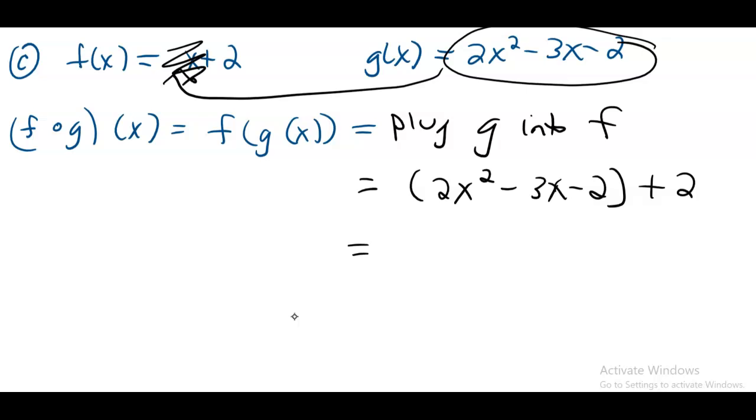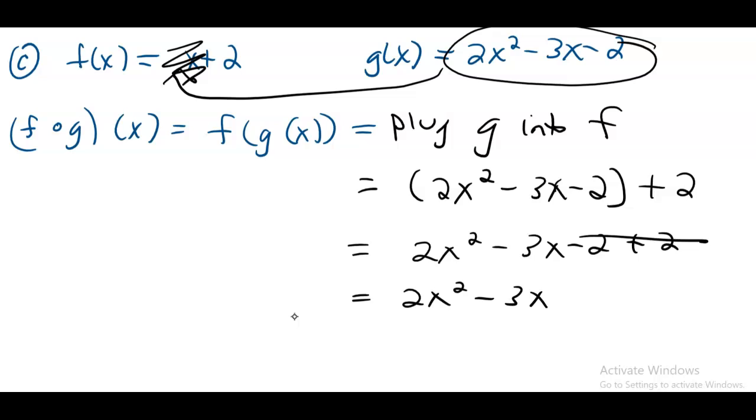And so that equals 2x squared minus 3x minus 2 plus 2, and these cancel. So our final answer is 2x squared minus 3x. That is f of g of x.